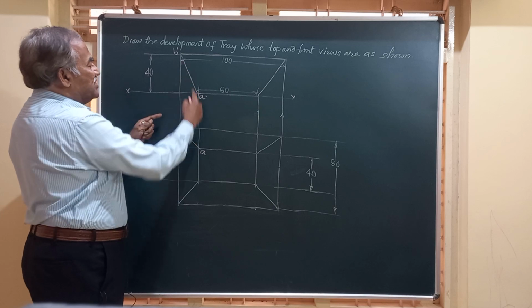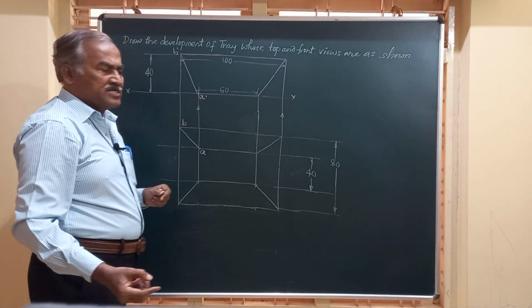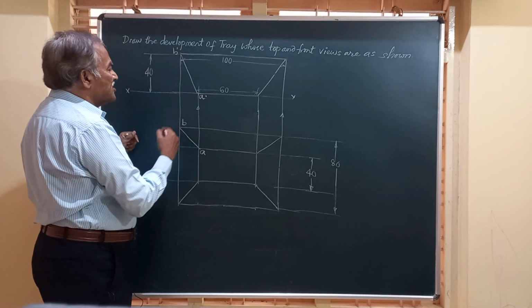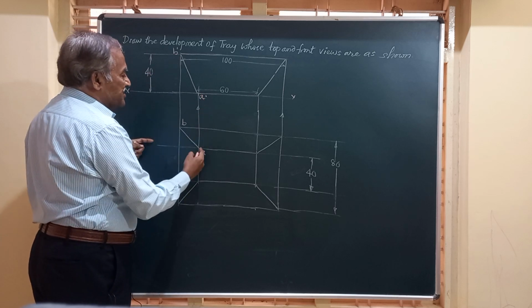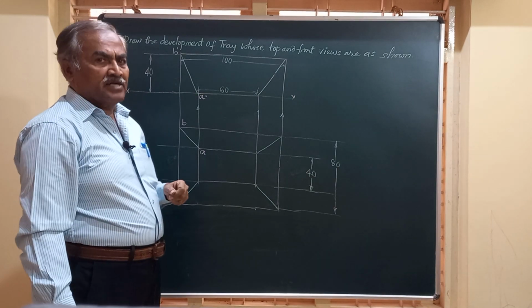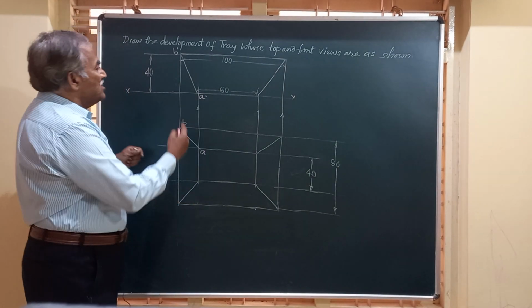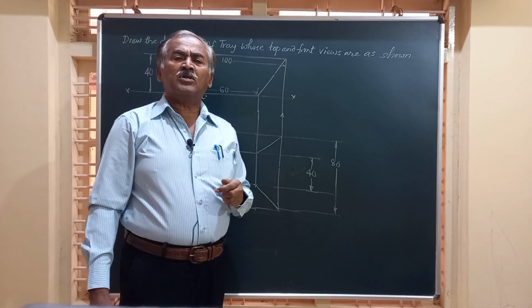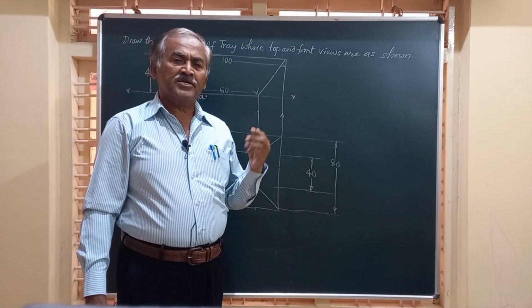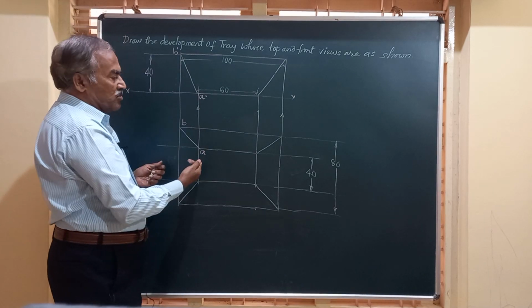Friends, front and top views of this line I have considered. This is the front view and this is the top view, and the lines passing through B dash and B, A dash and A are the two end projectors. So since the line is inclined to both HP and VP, we will not be able to get the true length either in the front view or top view.